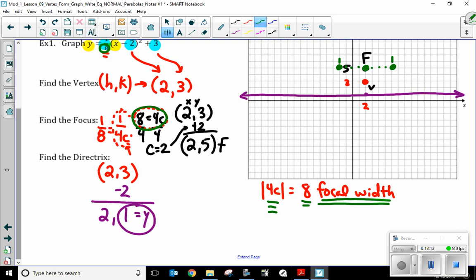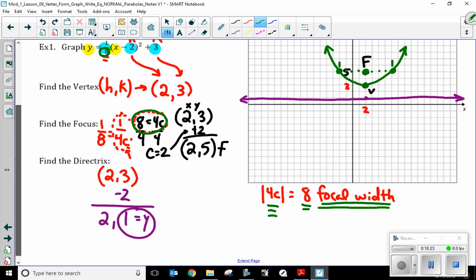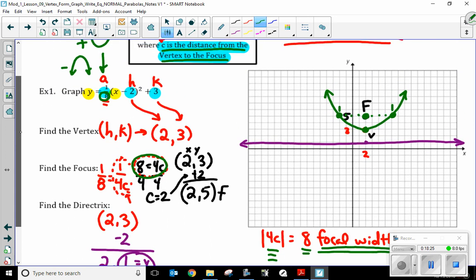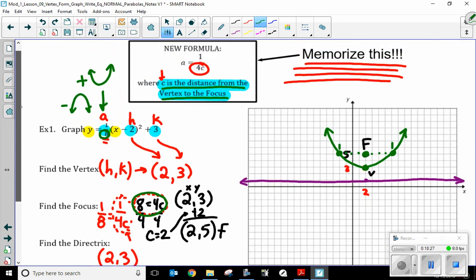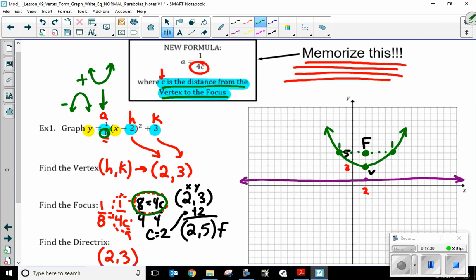So now I have my vertex, and I know it goes up and through those 2 points because that's how wide the parabola is. Whew. If you haven't done this before, your head is probably spinning. Let's recap this before we go on to the next one, all right? Because I want to take it slow.